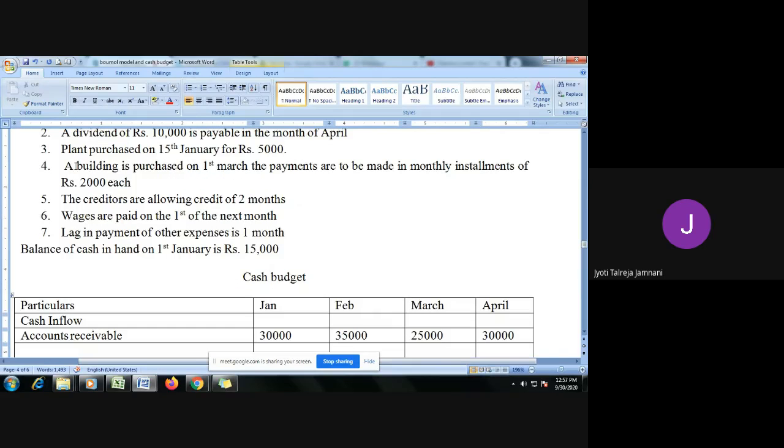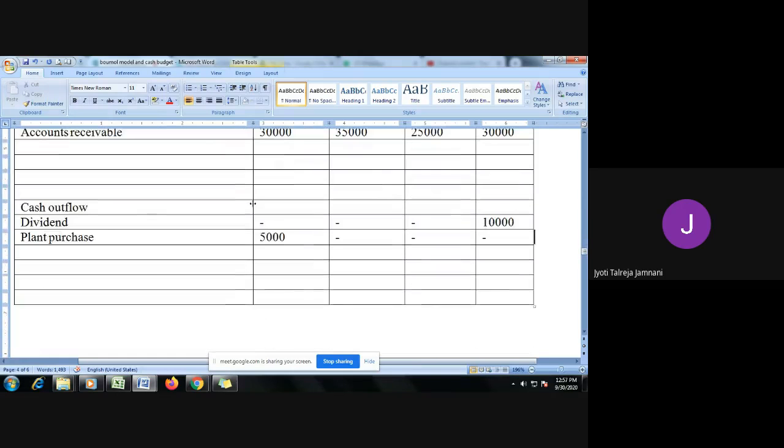Next. Fourth one, a building is purchased on 1st March. The payments are to be made in monthly installment of rupees 2,000 each. So again, you are purchasing building, so you have to make payment.